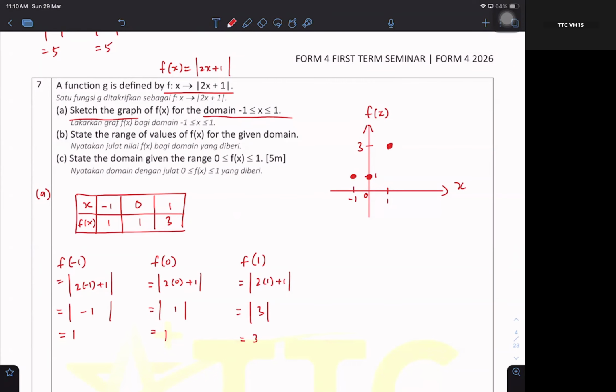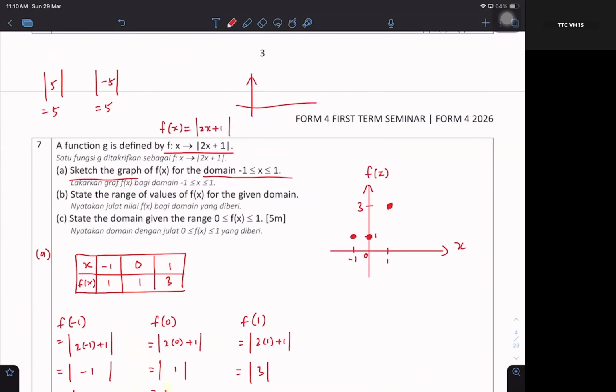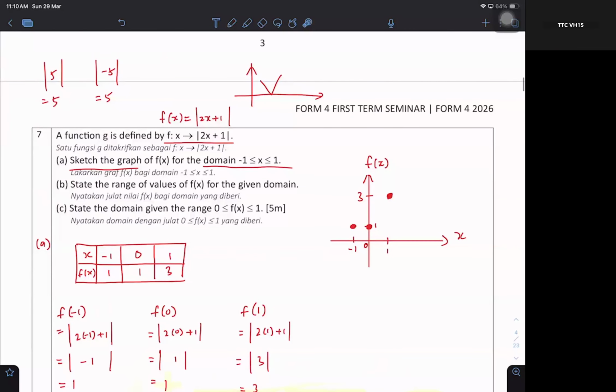I tell you what, you use your ruler to draw a V shape because the graph of modulus is always V shape. It's always like this. So you see the V shape looks like this. You use your ruler, you just join these two lines first. Then the other point you join. Like that. So that's the answer.